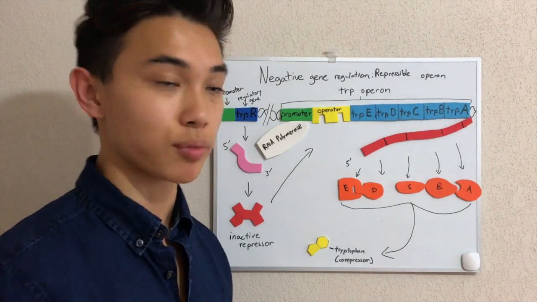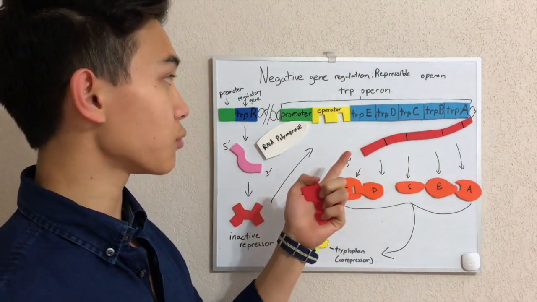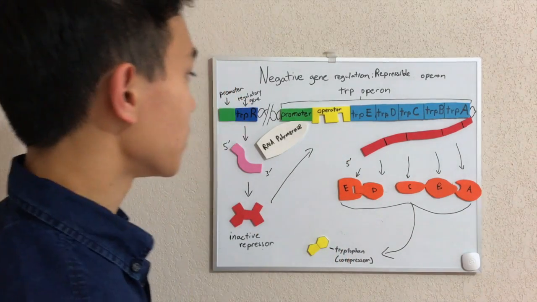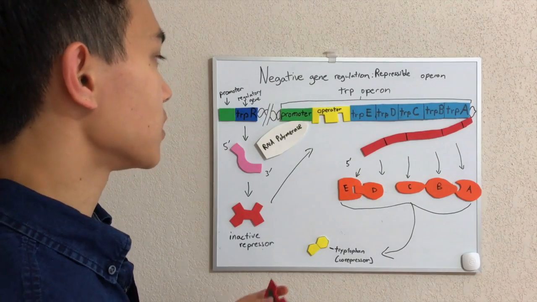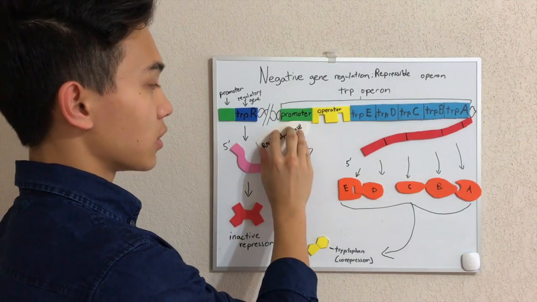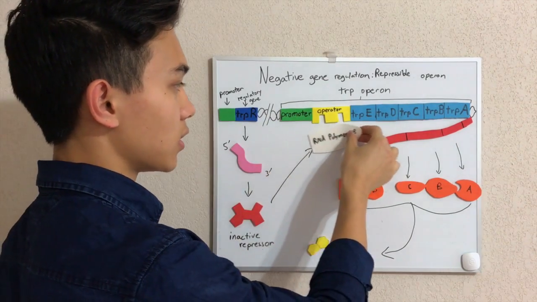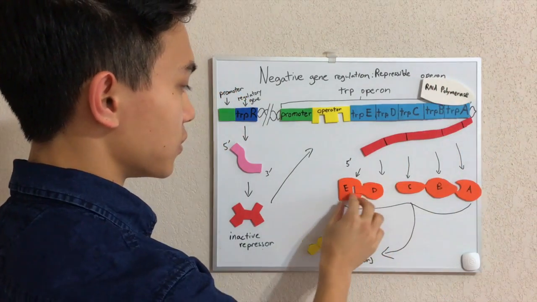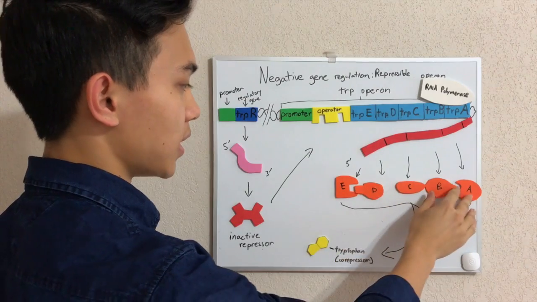This is a repressible operon. This specific repressible operon is the TRP operon, also known as the tryptophan operon. So what happens is that this operon starts off with RNA polymerase going through the operon and transcribing all these TRP genes into proteins E, D, C, B, and A.